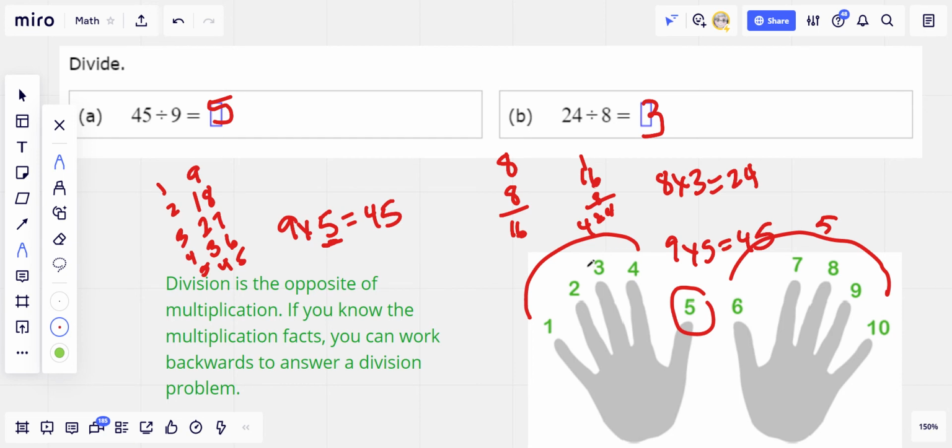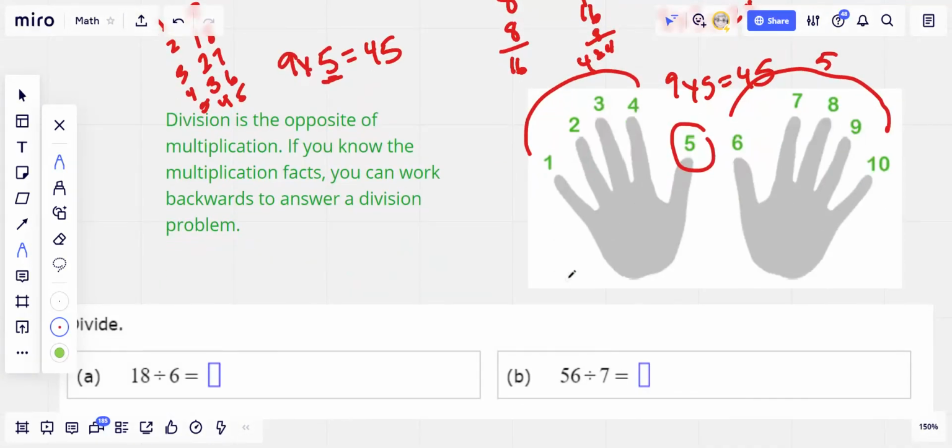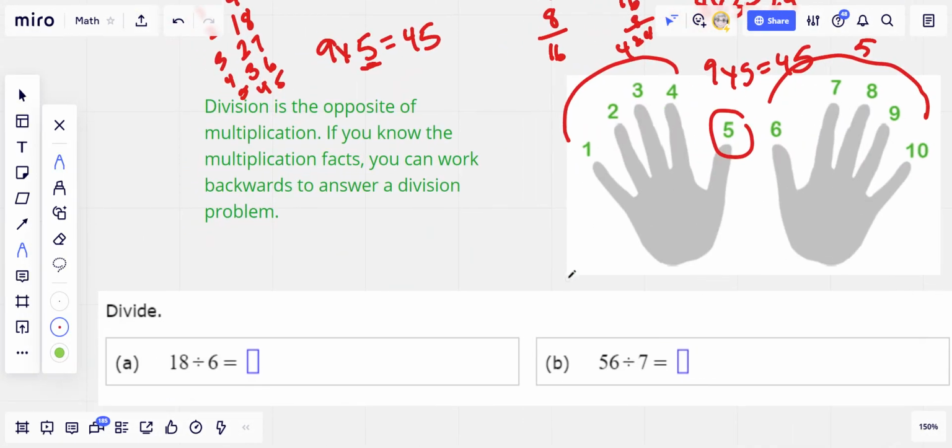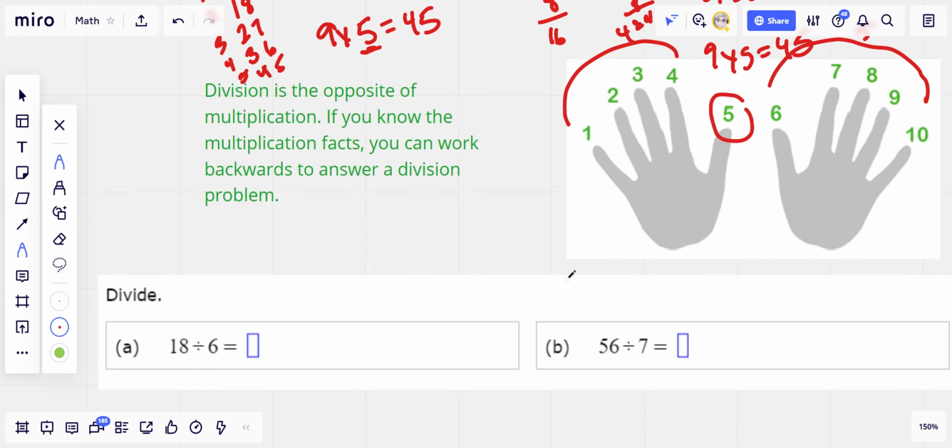Let's try a couple more just for practice. So here we've got 18 divided by 6. You might want to start doing your sixes. So there's 6, and then add 6 more to that, you get 12. Add 6 more to that, you get 18. Aha, so this is 3 times 6 equals 18, which means 18 divided by 6 is going to equal 3.